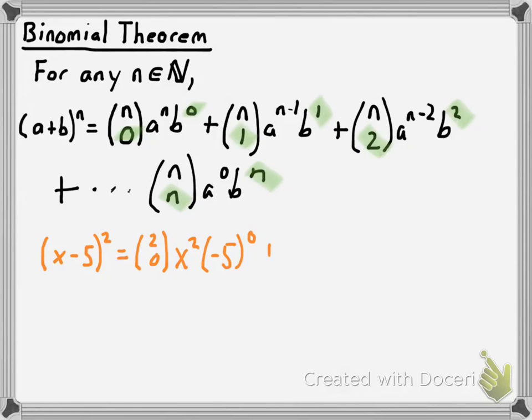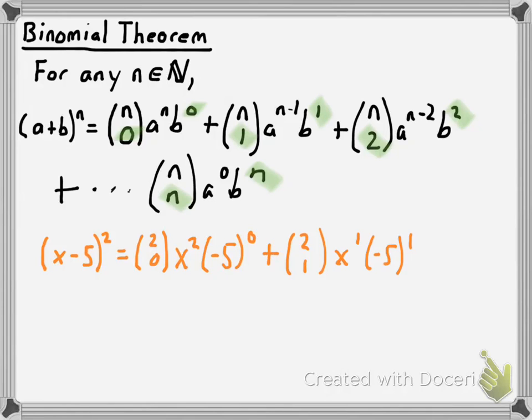Alright, and then the second term we would increase this number from 0 to 1 right there. We'll do 2 choose 1. And we'll decrease the power of the first term, so we'll make that x to the first power. And we'll increase the power of the second term, so we'll now have negative 5 to the first power.